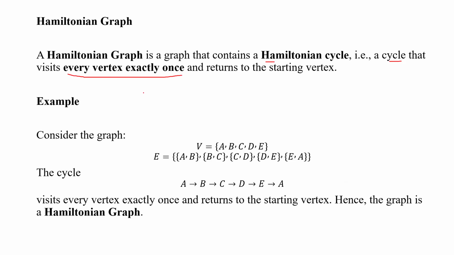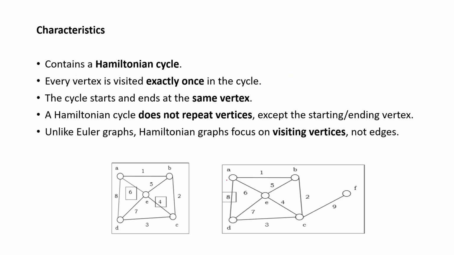That's why I have done it in bold. And it returns to the same vertex. So this is the diagram: A, B, C, D, E. They have given A, B, B, C, C, D, D, E, E, A. The cycle is called this one. It visits every vertex exactly once and returns to the starting vertex. Hence the graph is a Hamiltonian graph. You can see this one. It contains a Hamiltonian cycle. Every vertex is visited exactly once in the cycle. The cycle starts and ends at the same vertex.